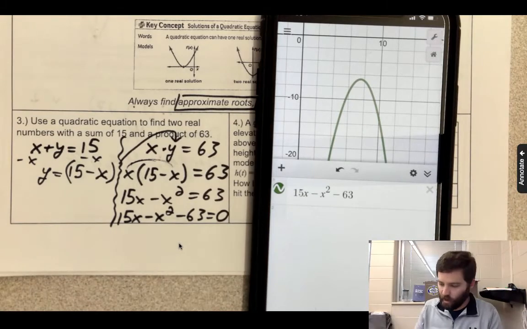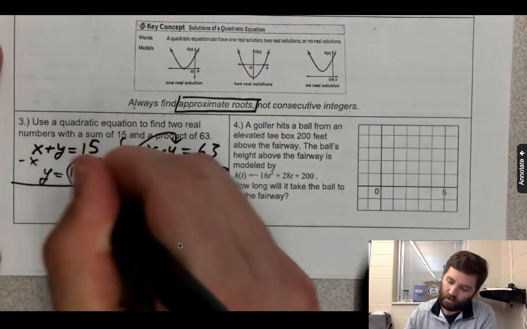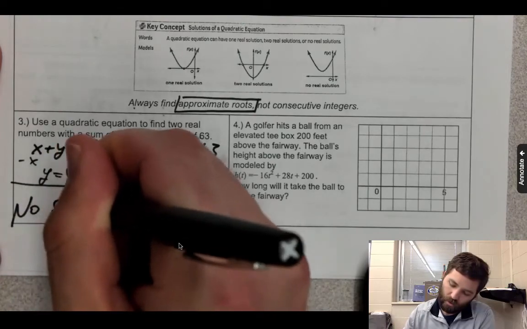As you can see here, there's no solution to this equation. So that means that there are no two numbers that add to 15 and also multiply to give you 63 because there are no x-intercepts. Okay, so this one is no solution.